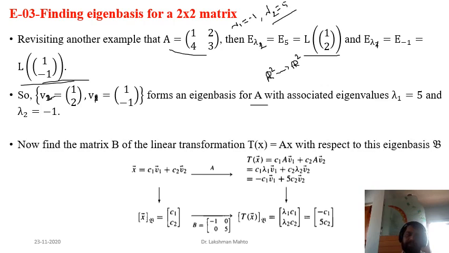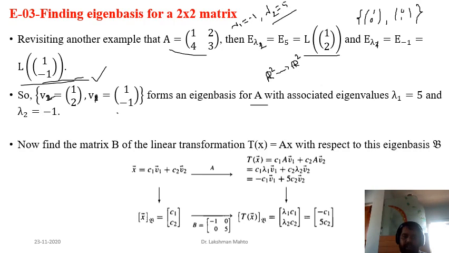Now what do we do? We are talking about change of basis. Initially our basis was the standard basis, having basis elements (1, 0) and (0, 1). Now we have another candidate for a basis. That one is coming from an eigenvector of the given matrix, so we will take this as a basis.